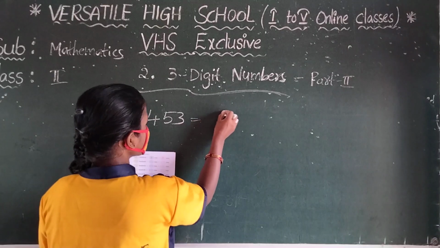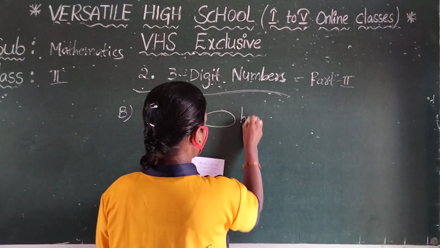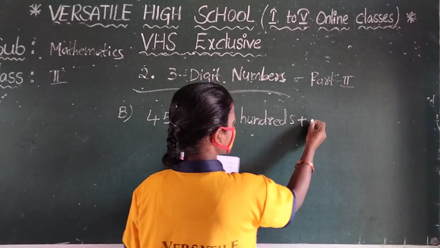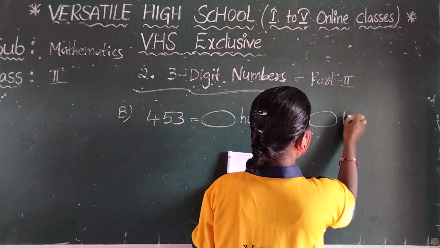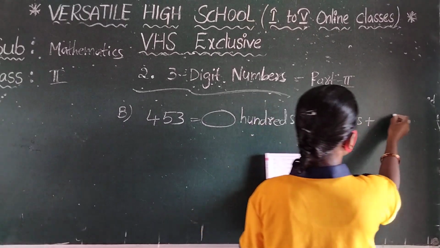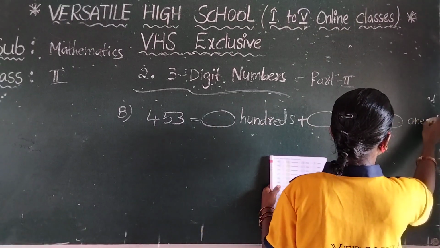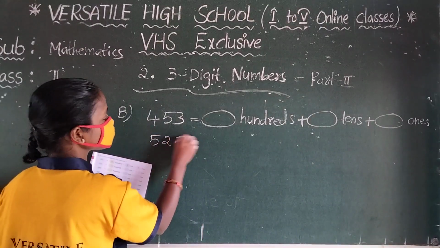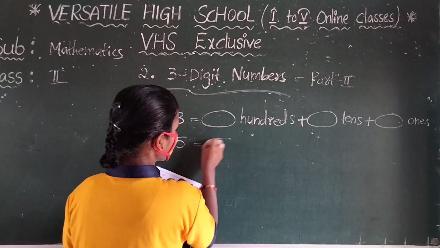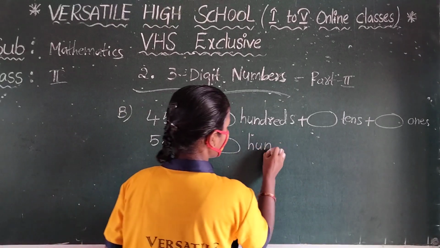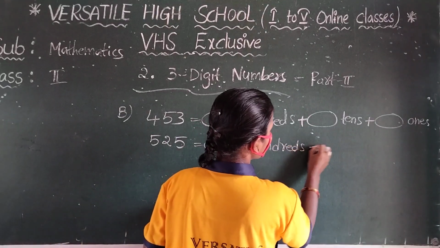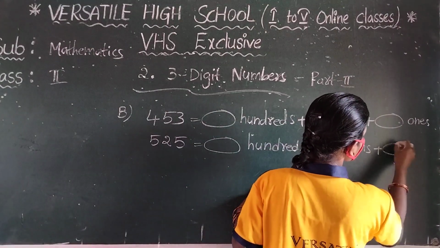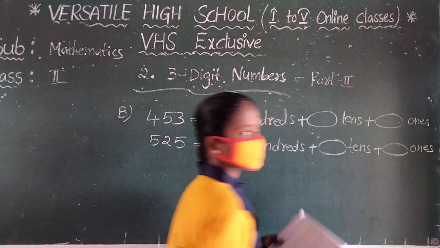Observe the bit, 4, 5, 3. They are giving us some boxes: hundreds plus box, tens plus box, ones. The second one, 5 2 5, is read as 525. Here also the same process: hundreds plus tens plus ones. So see these, children.